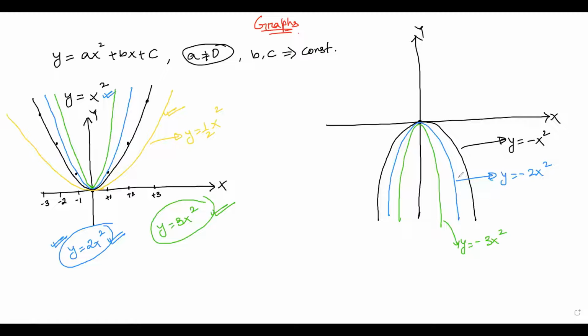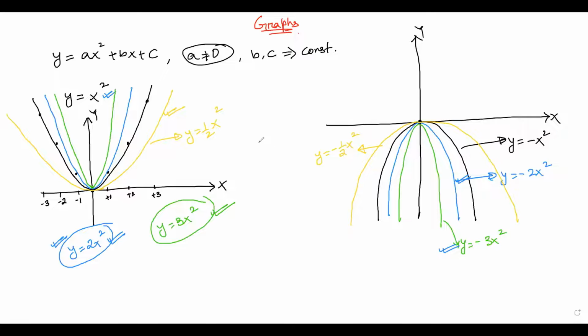In a similar way, this graph will be representing y equal to minus 2x square, and this green curve would be representing y equal to minus 3x square, and so on. In a similar way, if we want to draw the graph of y equal to minus half of x square, in that case, the graph would be something like this. That is less steep as compared to y equal to minus x square.